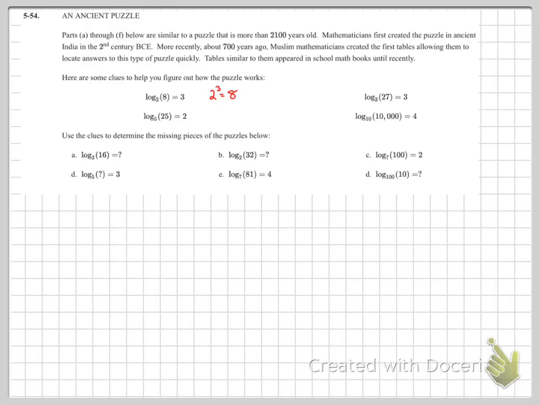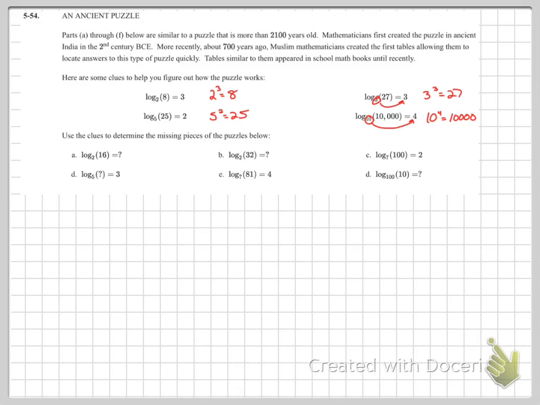Let's see if that works for the other ones. 5 squared equals 25. That is true. 3 cubed equals 27. That is also true. 10 to the 4th: the exponent tells us how many zeros there are. So that is also true. Now that we've rewritten them, we should be able to figure out the answers to the pieces below.